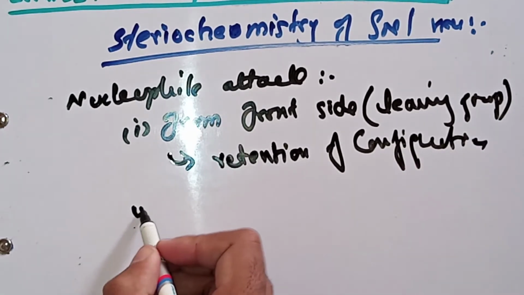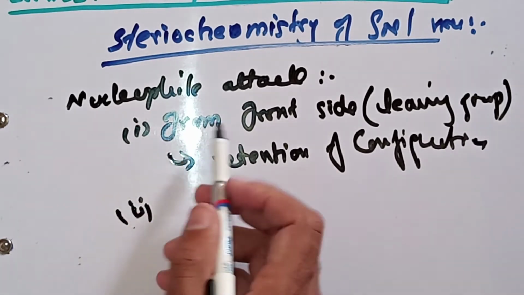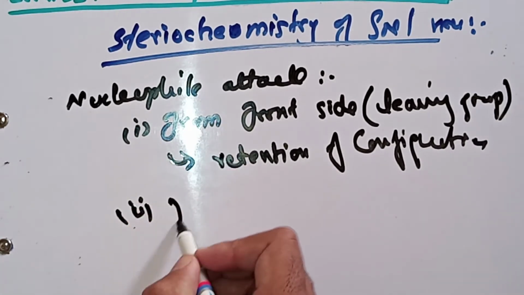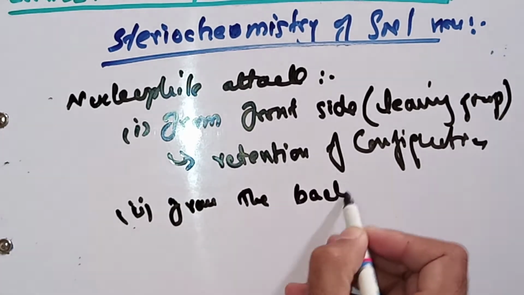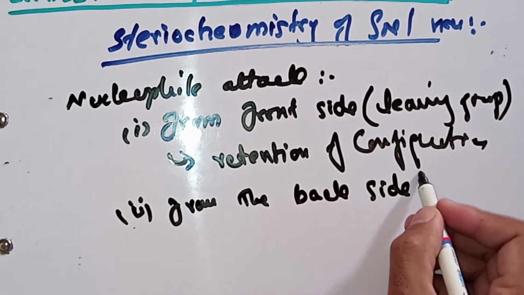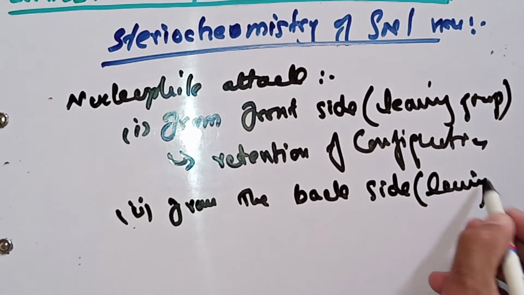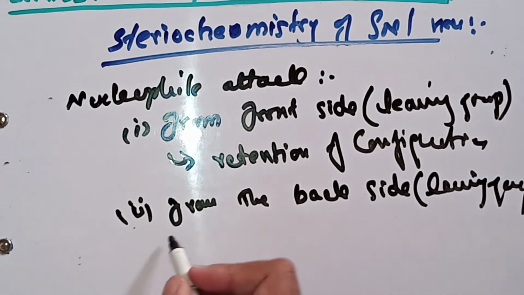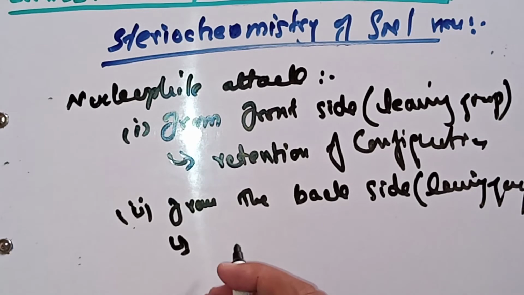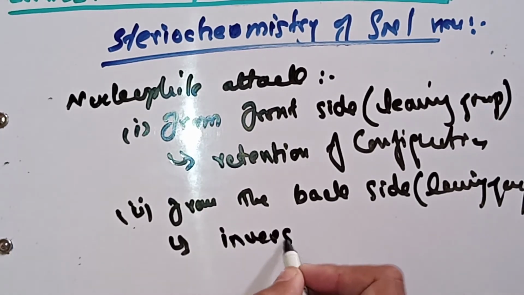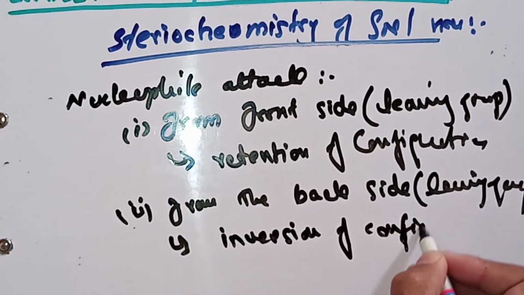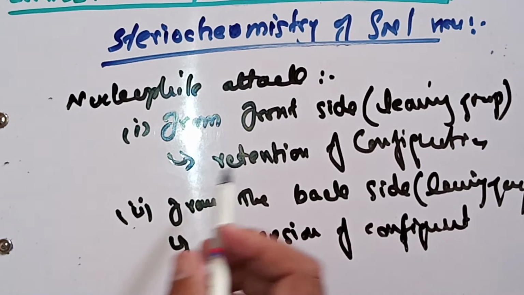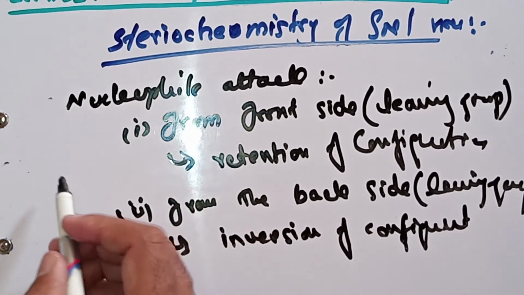While in case when the nucleophile attacks from the back side of the leaving group, the product generated is called inversion of configuration. Retention of configuration will be like this.